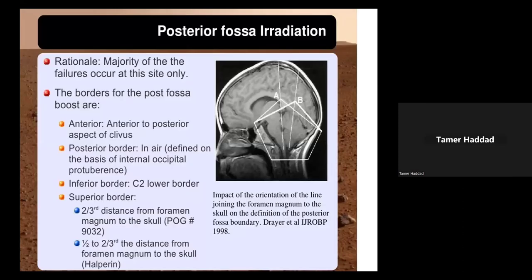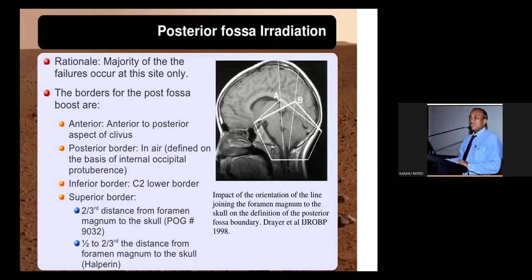Suppose you can find out the tentorium cerebelli in your MRI. If you are not able to find it, for the superior border, it is a 2/3 distance from the foramen magnum to the skull. So what you do, you draw a line from the skull to the foramen magnum, and at the 2/3 junction, you can put your upper border of the posterior fossa.